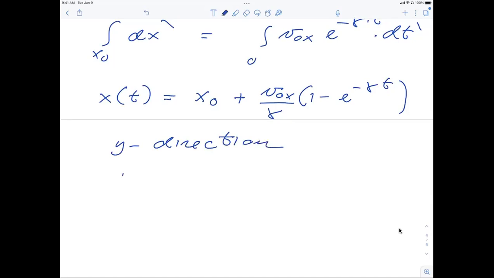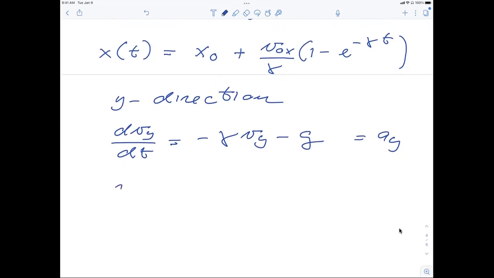what we would have then is dvy/dt, which is equal to minus gamma v of y minus g. So this is the original expression for the acceleration in the y direction. So this is our a of y here. And now we do the same trick. We isolate velocity on one side and time on the other side. So what we get then is just an equation which runs like this.